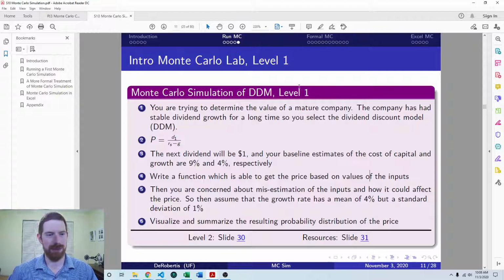So for the level 1 exercise, we're going to take the growth rate and now draw that from a normal distribution with a mean of 4%, standard deviation of 1%, and run that through the simulations, and ultimately visualize and summarize the resulting probability distribution of the price.